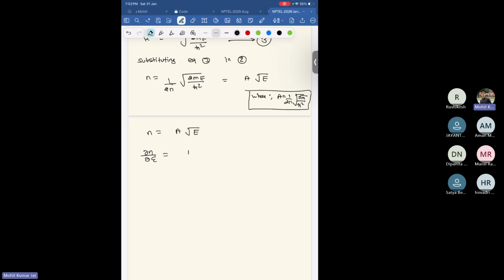That will be square root of E, derivative will be half E to the power minus half. That I can write as A by 2 square root of E. Right? This is the density of states G. So G(E) will go as 1 over square root of E. This is for a 1D system.